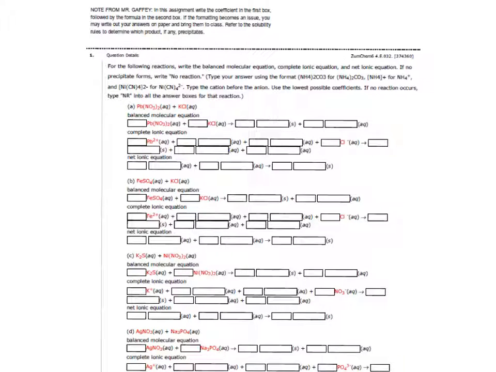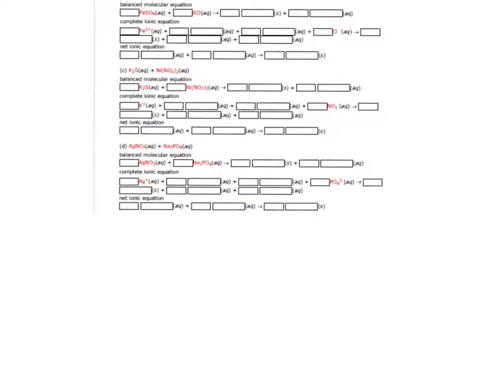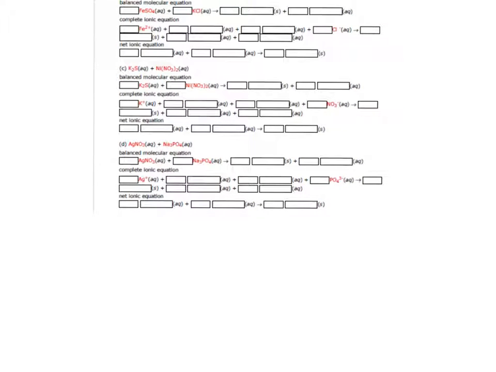WebAssign 8, Question 1, Part D. In this part, we're asked to consider what happens when silver nitrate combines with sodium phosphate. We'll start with the balanced molecular equation.